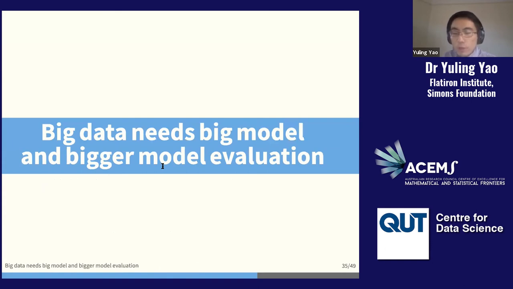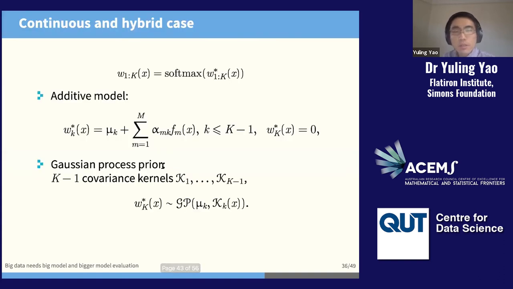So far I've talked about hierarchical stacking for the basic form, the discrete form. If we have more complex data, we need even bigger models, and bigger models also need bigger model evaluation. So for example, if I have continuous input, I can use some regression form.